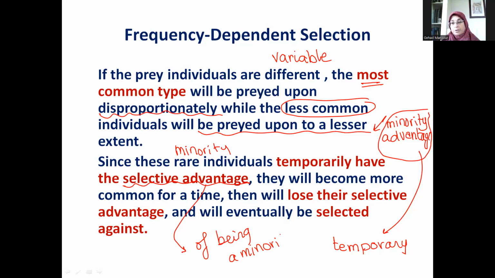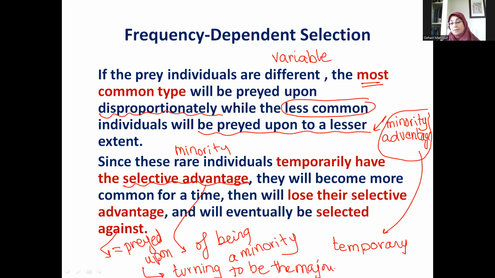They will become more common for a time, and they will lose this selective advantage, and you will be selected against. Why eventually are they selected against? They are selected against simply because they are preyed upon. And why are they preyed upon? Why are they being selected against? Because they are turning to be the majority. So it's a very interesting example.